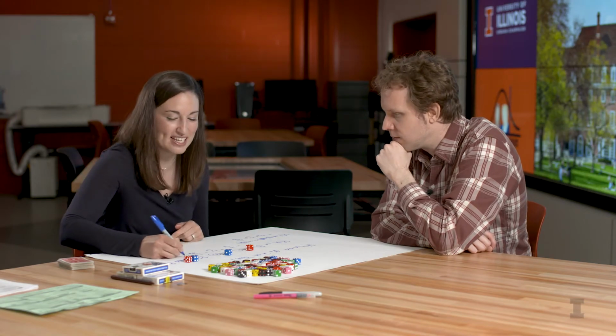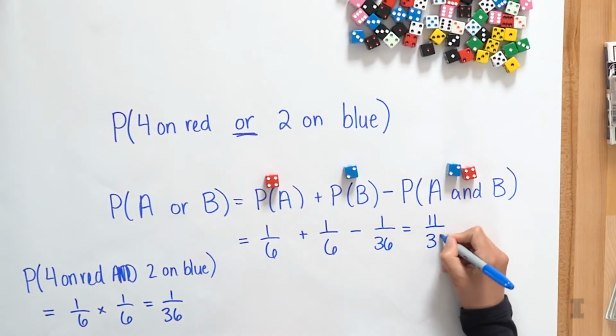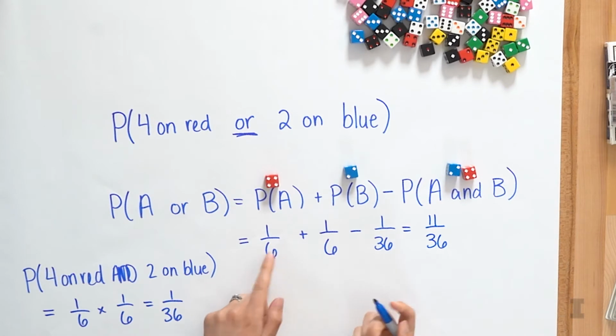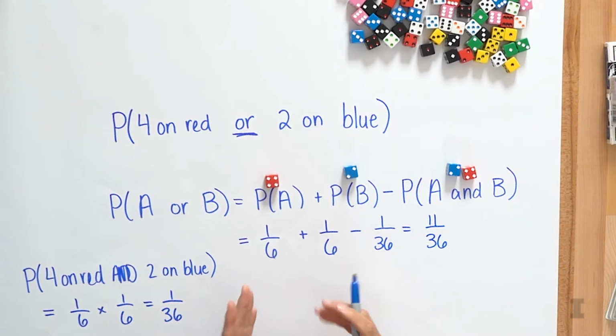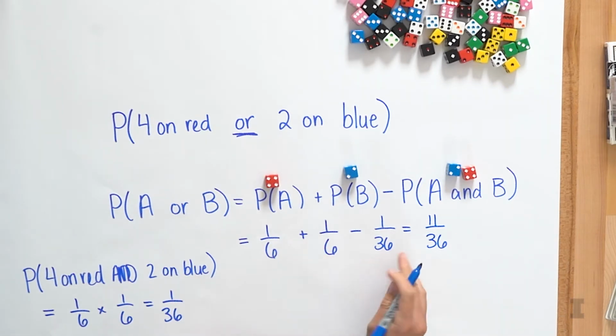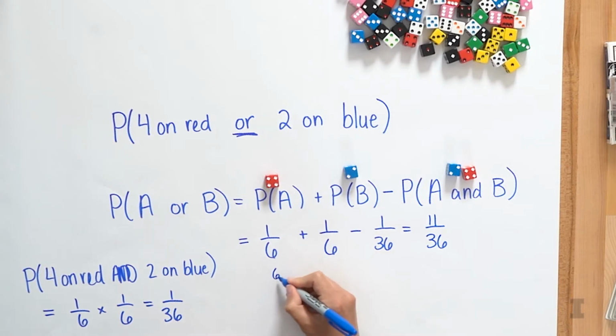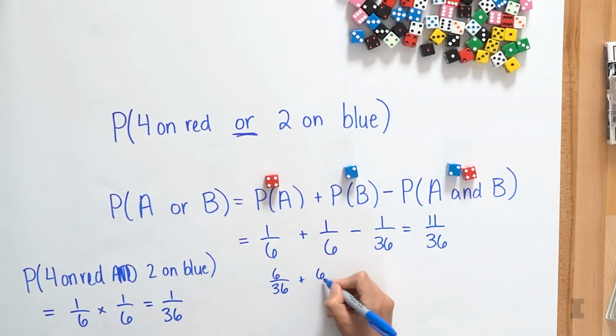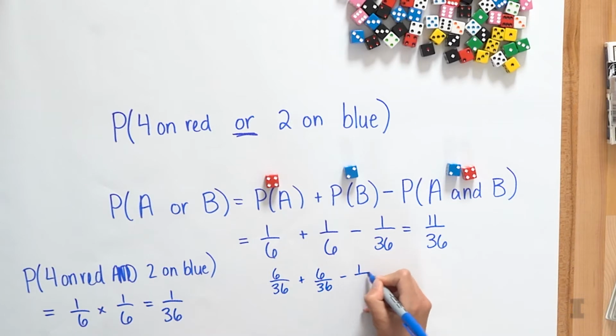And then, like Wade said, the next most common answer is 11 out of 36, which is the answer to this problem. If I wanted to make this a little more clear, we could change these 1/6 to have the same denominator. We could do 6 out of 36 plus 6 out of 36 minus 1 out of 36.